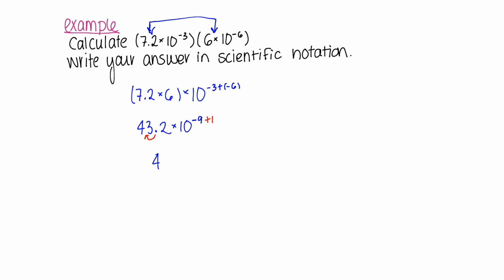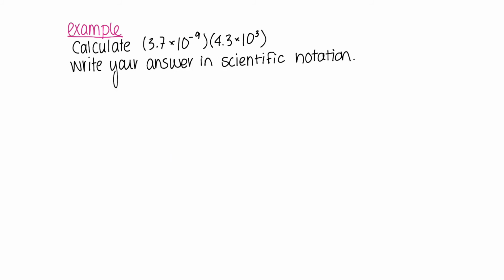So I have 4.32 times 10 raised to the negative 8. And that's my final answer. Let's try it again. All right, so once again, multiplying, and we're going to multiply these numbers together first. So 3.7 times 4.3 times 10 raised to the, add the exponents, negative 9 plus 3.